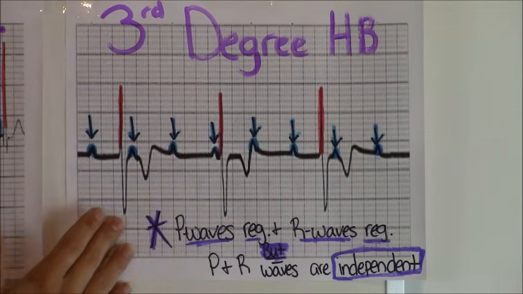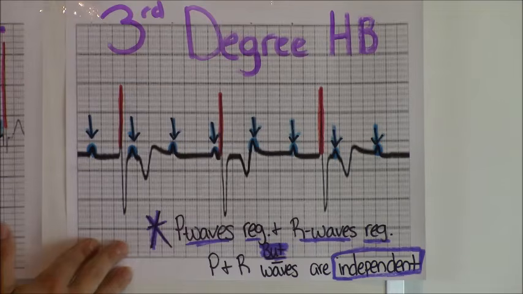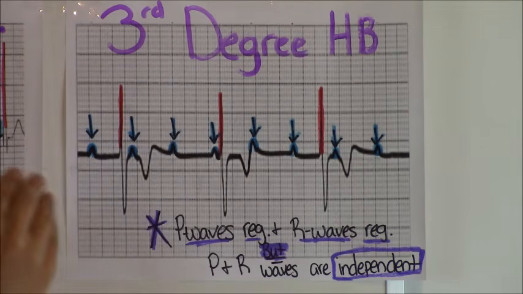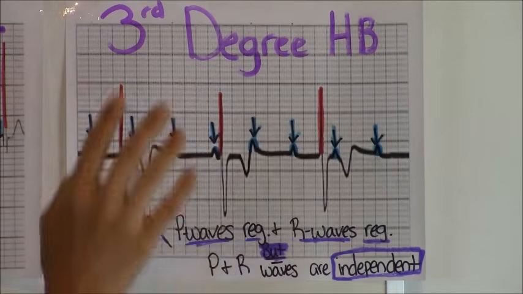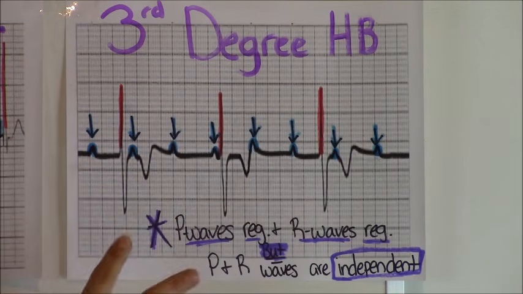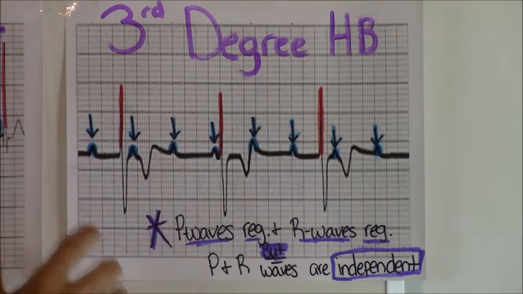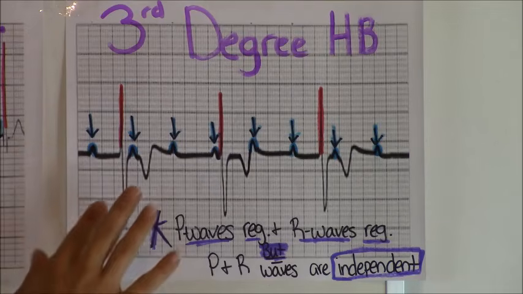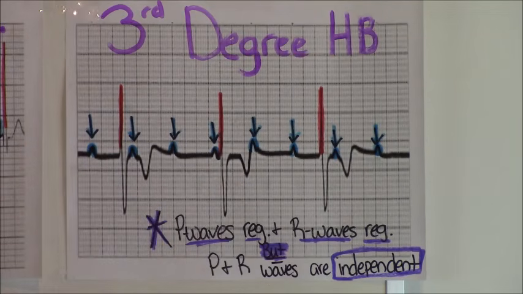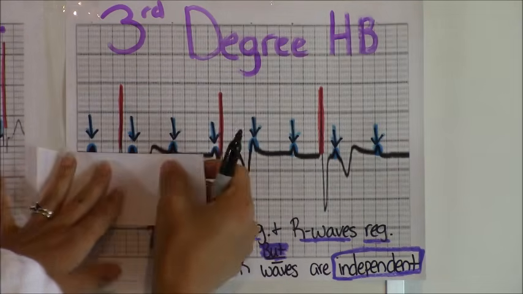With this rhythm, I want to point this out. Your P waves and your R waves will both be regular. Now let's compare that with second degree type 2, the one we just went over. Remember, the P waves in that rhythm were regular, but the R waves were irregular. So that is a big difference of how you can differentiate between the two, because I would always get those two messed up in nursing school. So let's measure them out just to prove that they're regular.